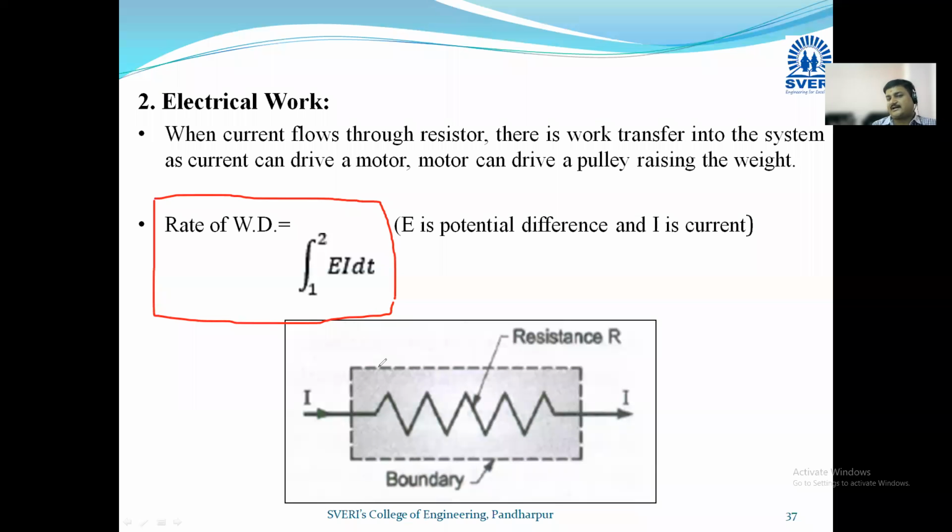When current flows through resistor, there is a work transfer into the system, as current can drive motor, motor can drive pulley, raising the weight. Means at the another end there will be work done, and that rate of work done is calculated by the formula integration of 1:2 EI dt. Diagram is shown here. Current is flowing through the resistance, which is indicated by the zigzag motion. Okay, let us move towards next slide.